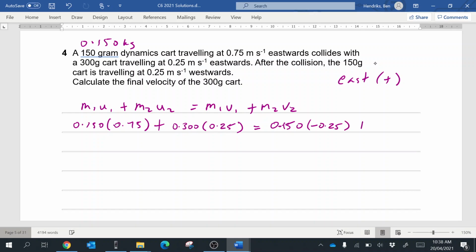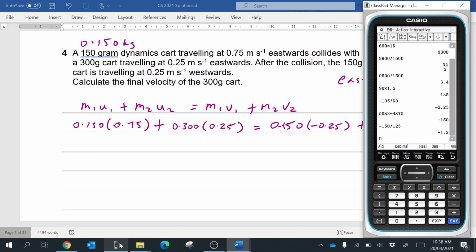And we want to calculate how fast the 300 gram cart is going. So that's going to be our final V2. Alrighty, so let's calculate these then.